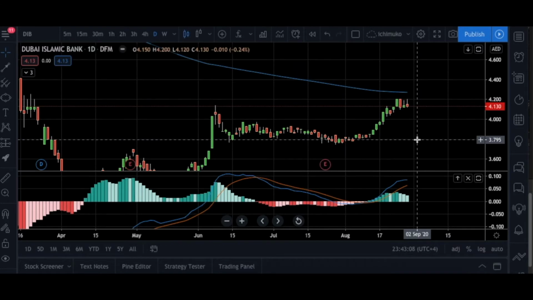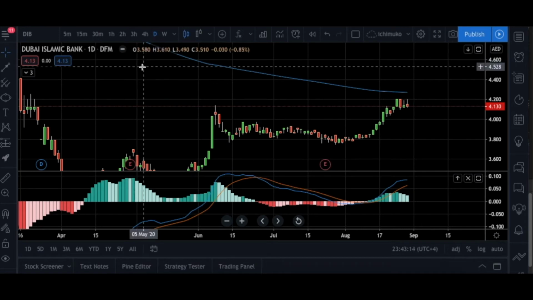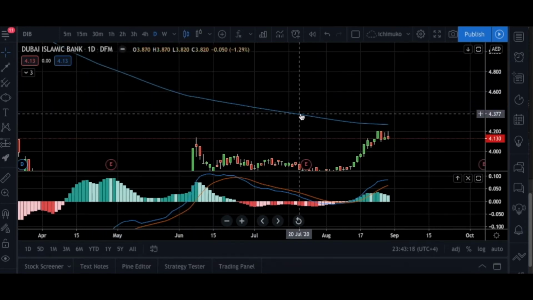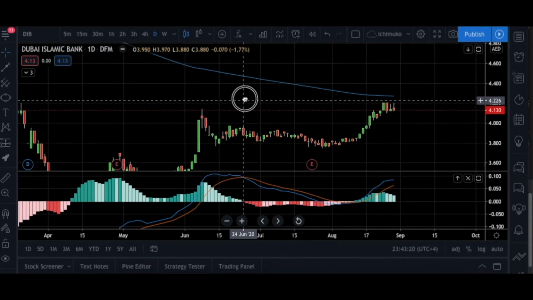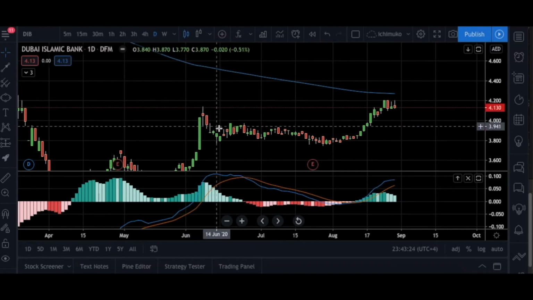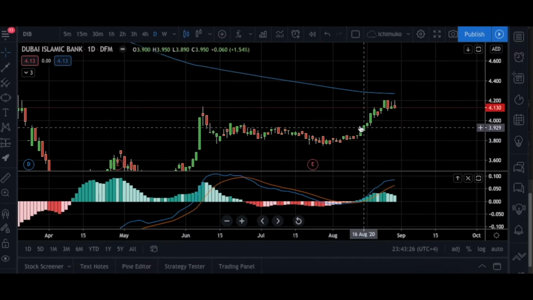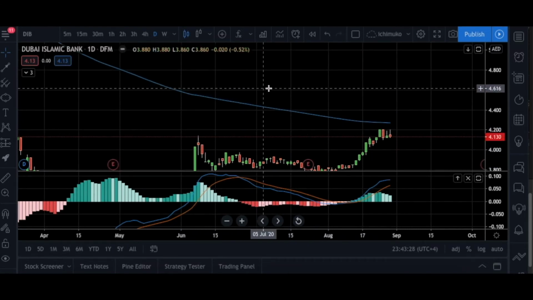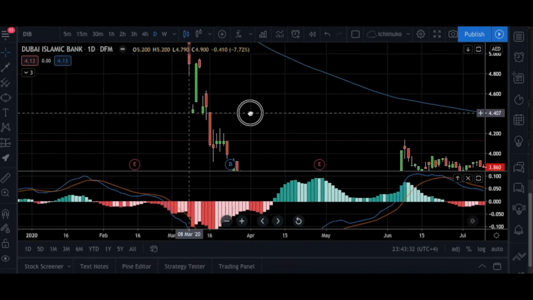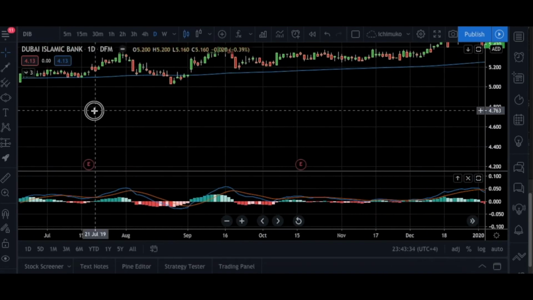We are now ready to backtest our MACD strategy using Dubai Islamic Bank as our stock. This is the daily chart of DIB. I did also mention to include 200 EMA on the chart, that is to identify the trend. Technically speaking, when the price is below this line, that is 200 EMA, we call it market is still bearish, and when the price is above 200 EMA, we call it market is now bullish. So let's go back and backtest our MACD strategy.